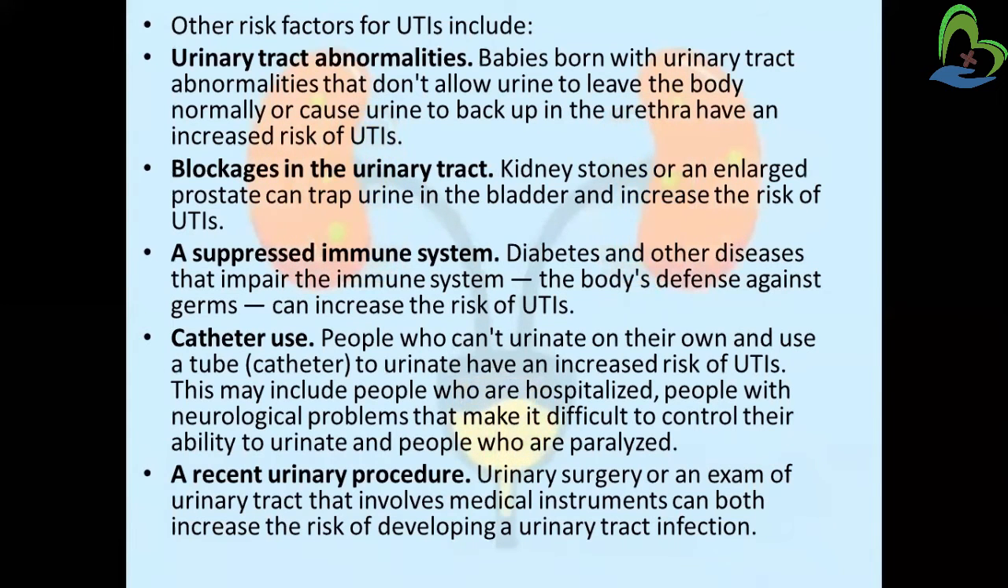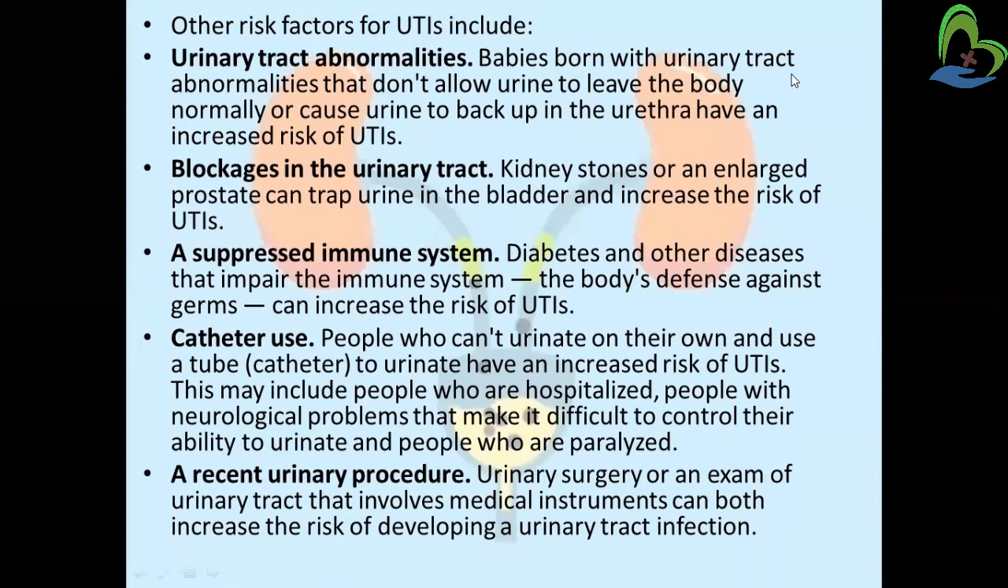Other risk factors for UTIs include urinary tract abnormalities. Babies born with urinary tract abnormalities that don't allow urine to leave the body normally, or cause urine to back up in the urethra, have an increased risk of UTI. Due to the abnormalities, the babies cannot pass urine, so the urine flows back up, and that leads to an increased risk of UTIs.